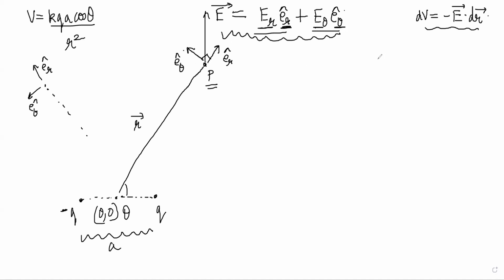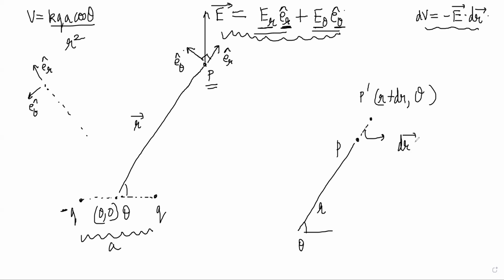So now I will do this analysis. Let's say this is my point P and this was the R and this was angle theta. I move from P to another point P dash, right? P dash is at R plus dr and the same angle theta, right? So the dr vector for me is simply dr er, right? You understand? Yeah.